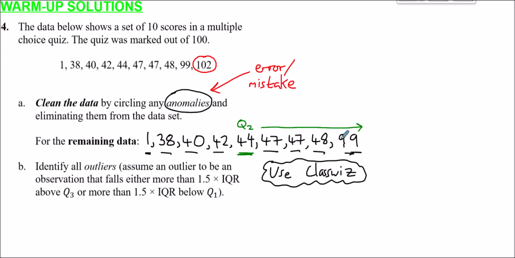So halfway along this data line of 4 values would be halfway between this 47 and 48. So what this tells us here is that Q3, the upper quartile, would be halfway between 47 and 48. So Q3, the upper quartile, is going to be 47.5, because that's the mean of 47 and 48.